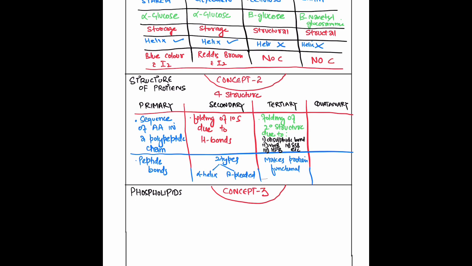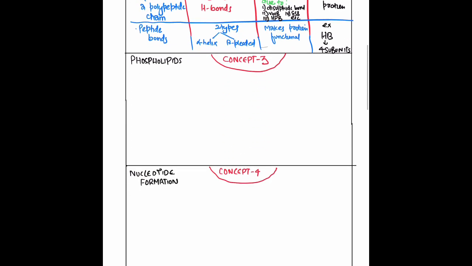And quaternary structure is only present in multimeric proteins. It is the arrangement of the subunits with respect to each other. One example of a multimeric protein is hemoglobin, which has 4 subunits. The arrangement of those subunits with respect to each other is what we call quaternary structure. So we are done with concept number 2. Let's go into concept number 3.